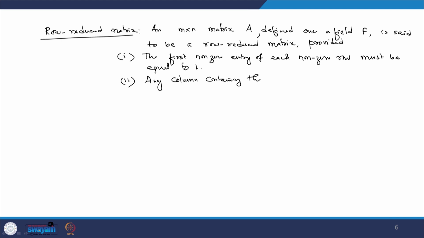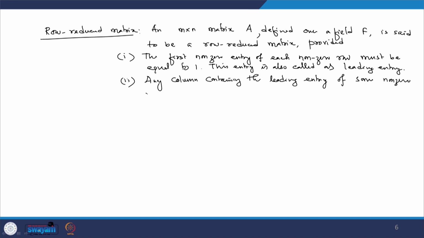So let me also add one more thing in the first condition. This entry is also called the leading entry for that corresponding row. Second, any column containing the leading entry of some non-zero row, then all other entries of that column are 0.